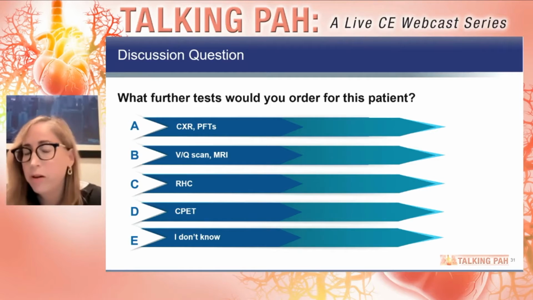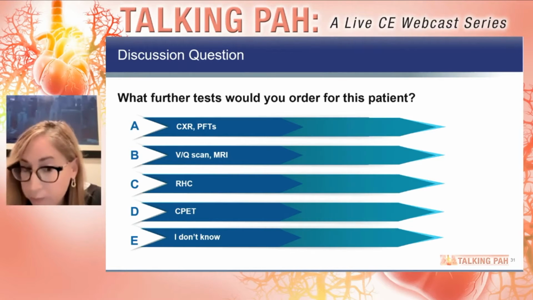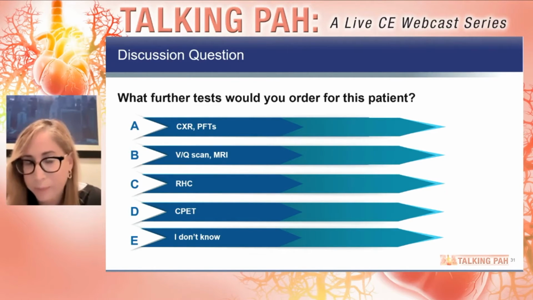Now, arguably, and we're going to say this up front, all of these tests can be ordered, and there's never one perfect test because we know she has PAH. But I'm going to give you the choices: chest X-ray and pulmonary function tests. Like, has she now developed lung disease? A VQ scan? Does she have clots? Or an MRI to better assess the RV? Although we can see that the RV is quite enlarged. Maybe we missed congenital heart disease. A repeat right heart cath. CPET, so more exercise physiology and hemodynamics, or I don't know.